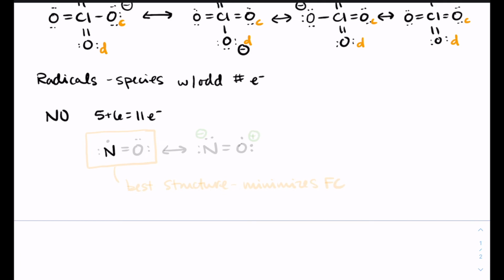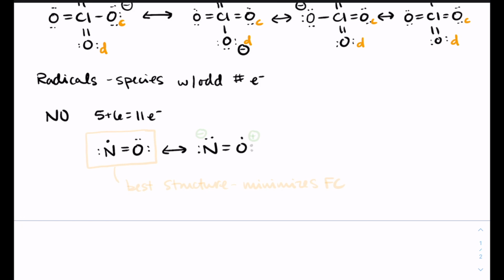Okay, let's do NO and look at what we get. So 5 valence electrons from nitrogen, 6 from oxygen. It's 11 valence electrons. You can pause here if you would like to try to put this together. I'm going to jump to our final option, which is nitrogen with a double bond to oxygen. And then we can either put 2 lone pairs on oxygen and then a lone pair and a single electron on nitrogen. Or on the right, I have nitrogen double bond to oxygen. I could put 2 lone pairs on nitrogen and a lone pair and a single electron on oxygen.